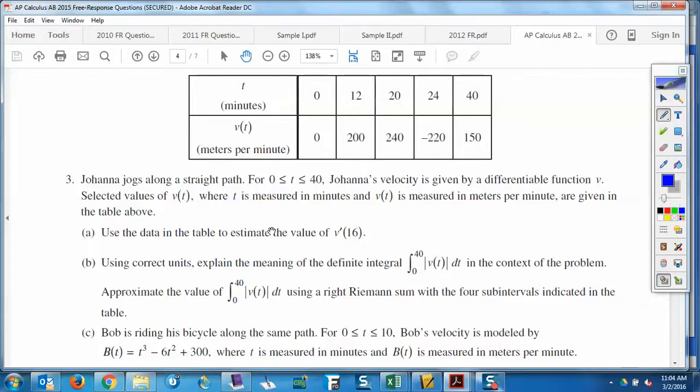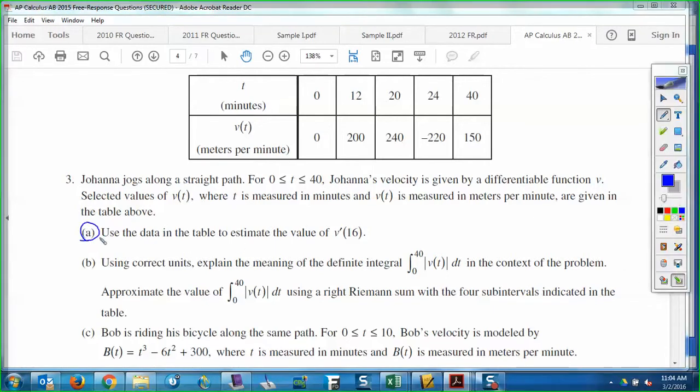So she jogs along a straight path from 0 to 40. Her velocity is given by this differentiable function v, so this is meters per minute. Notice that the units match, not like the last problem we did. Selected values are given. And so let's go to, well, we don't really need this for tomorrow, but what the heck, it's a good one to review.